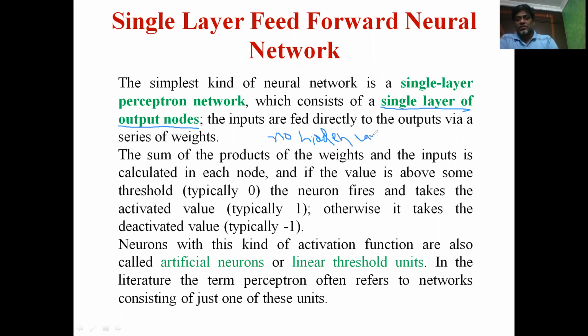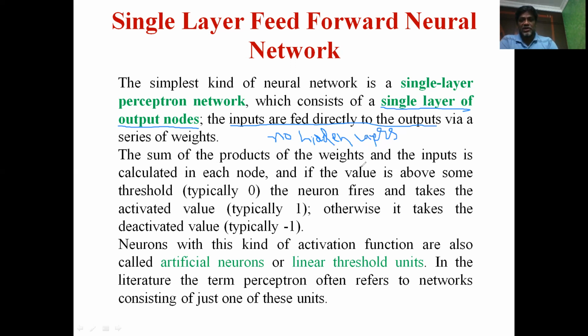And the thing you need to remember is, since there are no hidden layers, the inputs are directly fed to the outputs via a series of weights. So since there are no hidden layers, input neurons are directly fed to the output layer neurons. We'll see the architecture of this single layer feed forward neural network in our next slide.